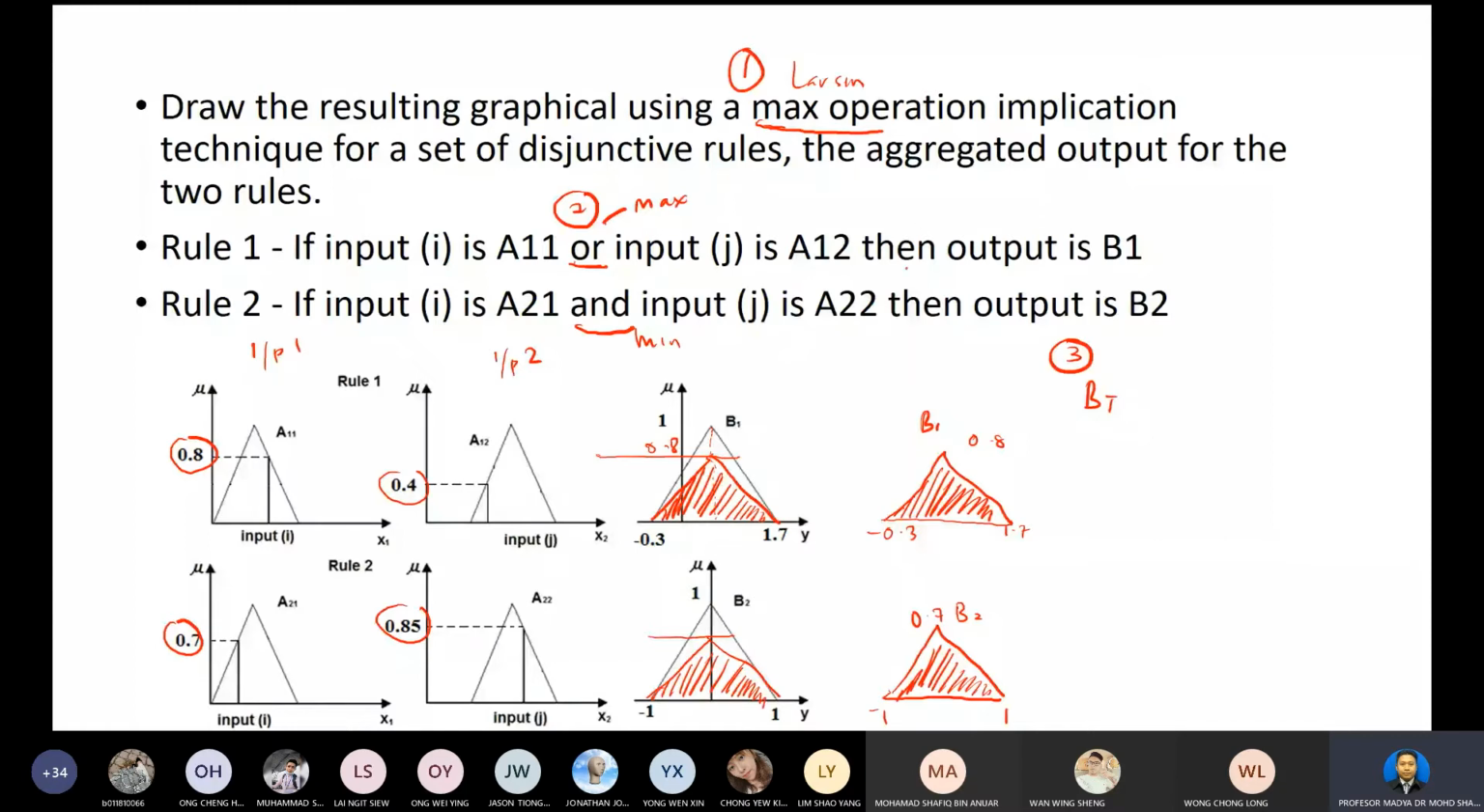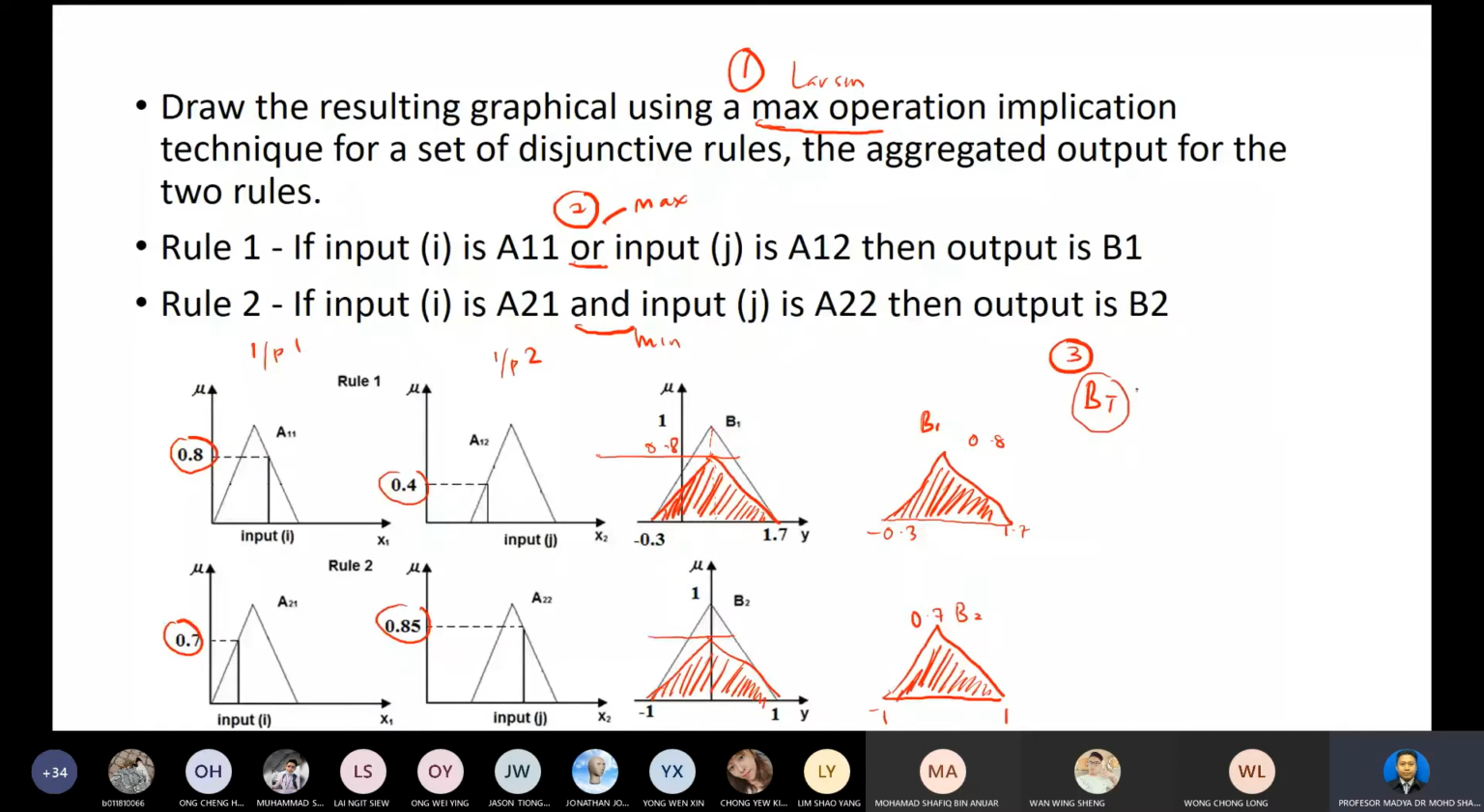You have 3 steps. First, check the connection. Check the operation, using the Mamdani or Larsen. Second, check the connection, whether to use the OR or AND. Third, you have to draw the B total. Okay, this one is not complete. For example, B1, B2 is not complete.